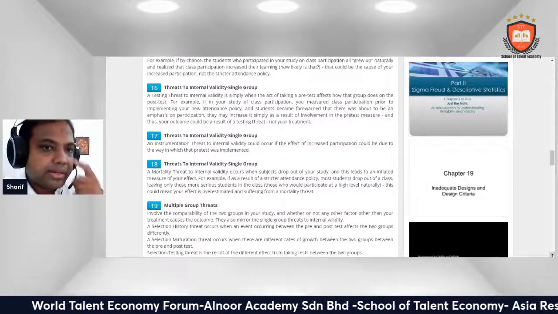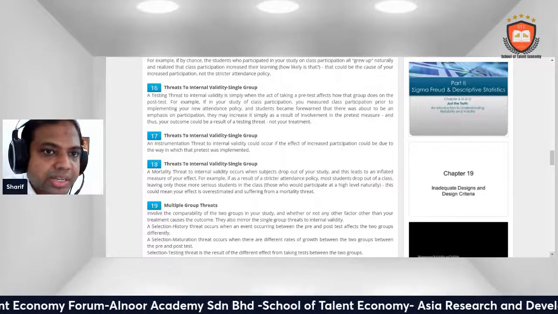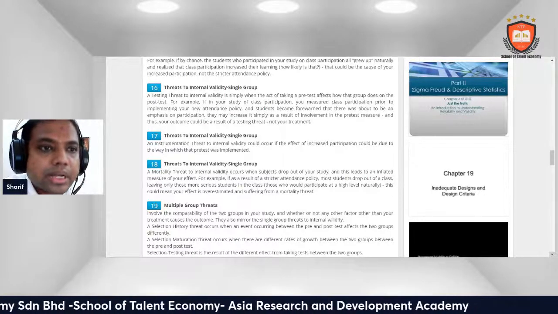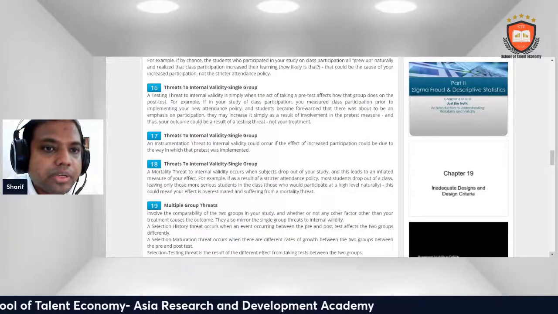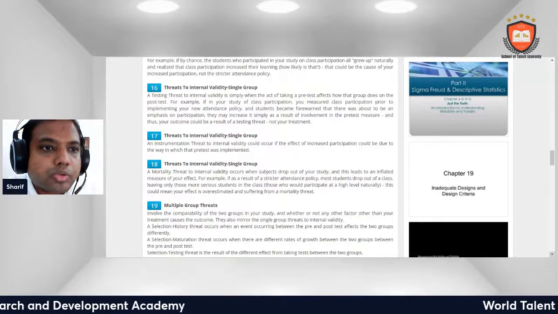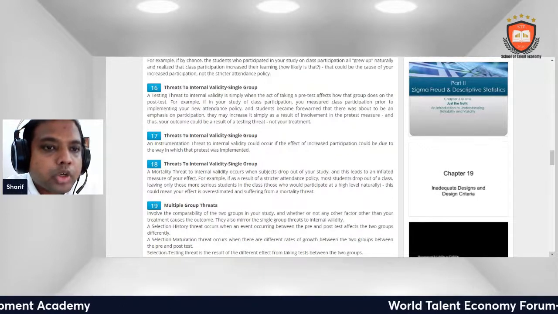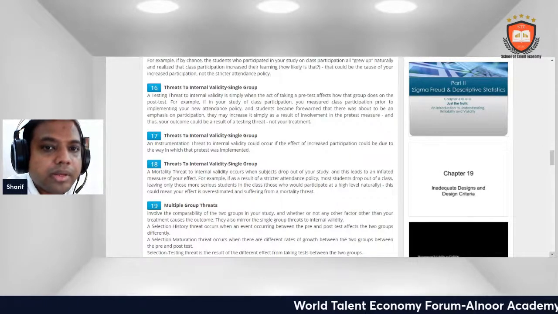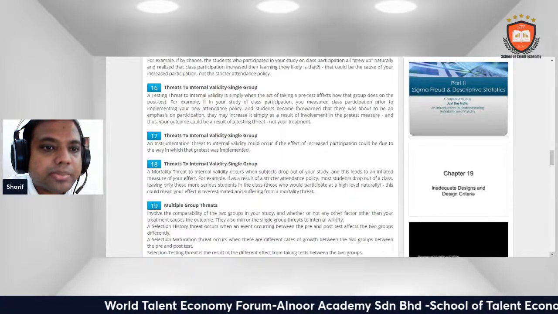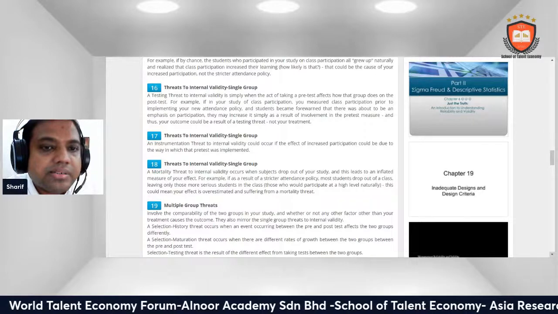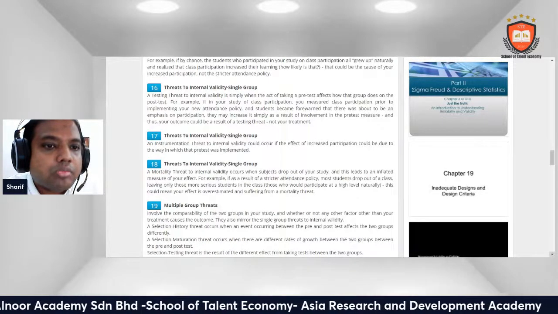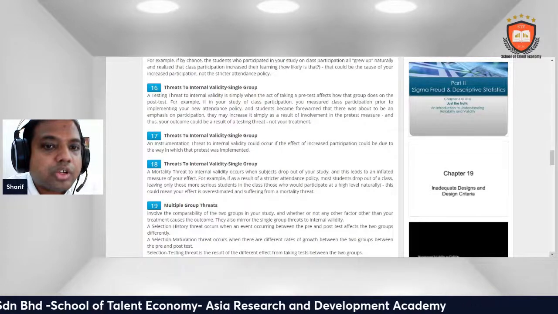Threat to internal validity, single group. A testing threat to internal validity is simply when the act of taking a pretest affects how the group does on the post-test. For example, if in your study on class participation, you measure class participation prior to implementing your new attendance policy and students become forewarned that there is going to be an emphasis on participation, the main increase is simply a result of involvement in the pretest measure, and thus your outcome could be a result of a testing threat, not your treatment.